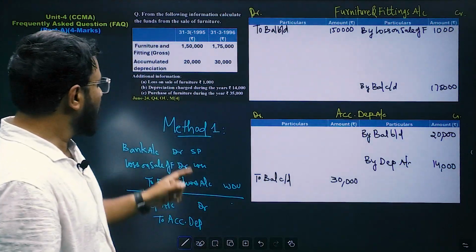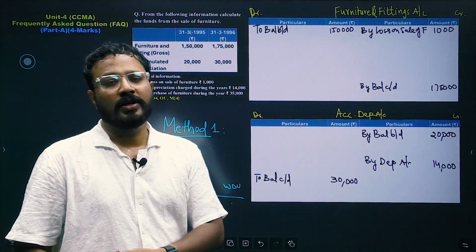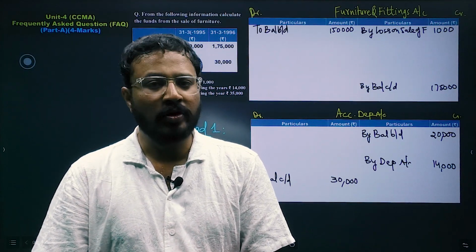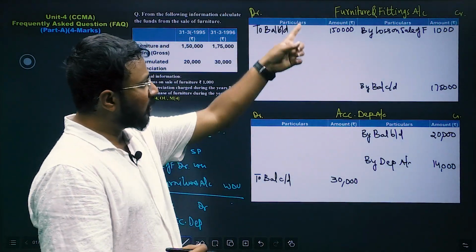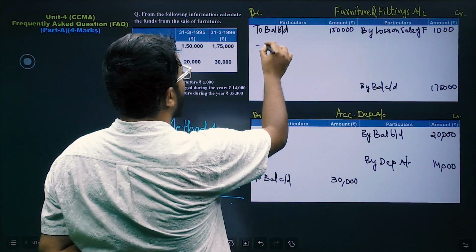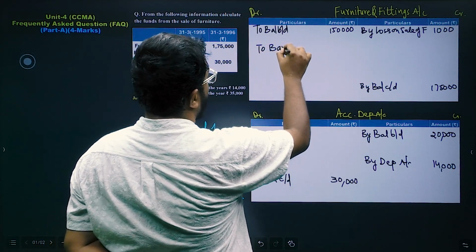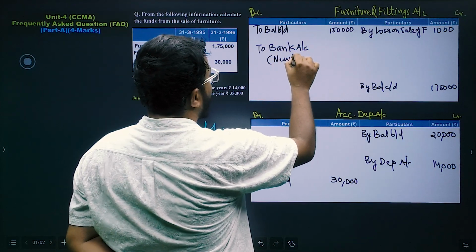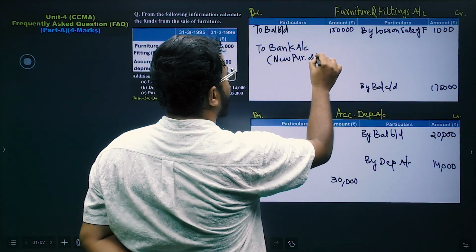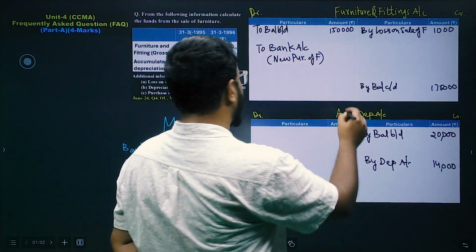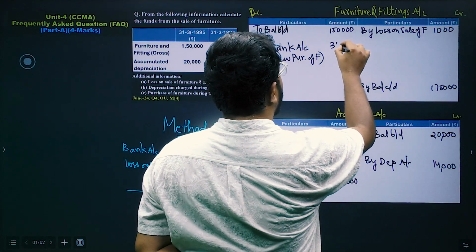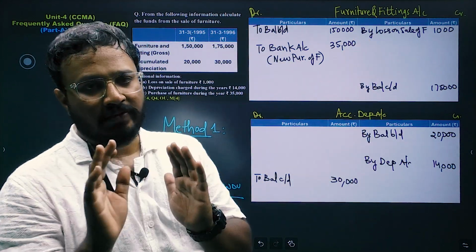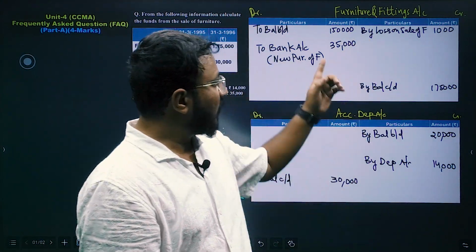Right, next, purchase of furniture during the year is 35,000. What is the journal entry? Furniture account debit to bank. So furniture account loki velli debit lo I am writing to bank. Okay, ikkada bracket lo raskondi new purchase of furniture, right? Enta 35,000. Whatever information has been given has been plotted in the respective ledger accounts.